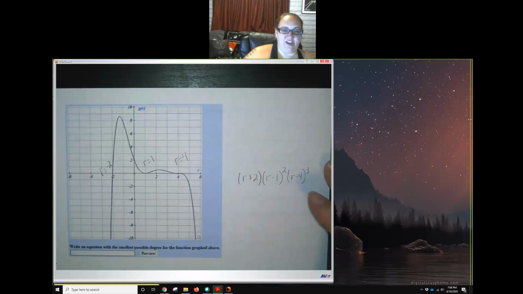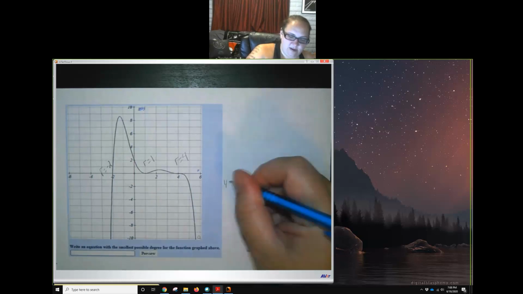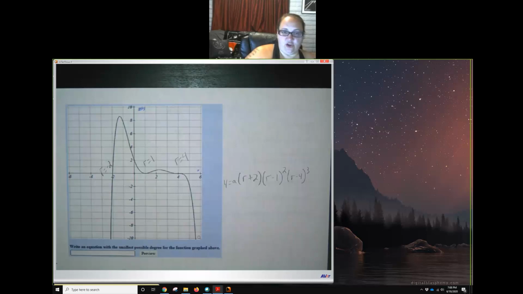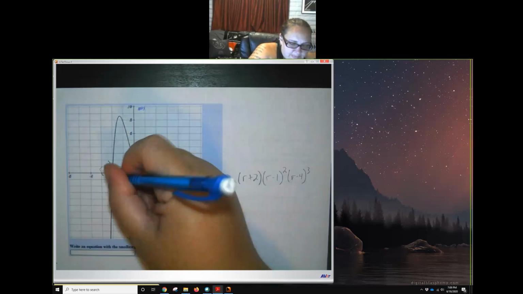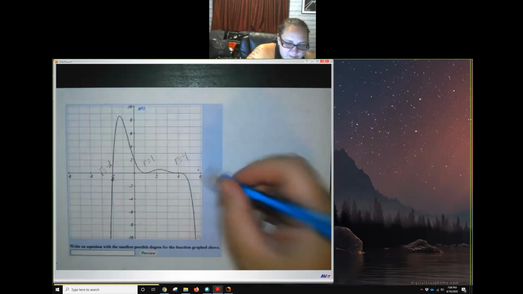Now we still need to figure out our a value. So you're going to pick any point on this graph that you want. You could pick any point that's not a 0, by the way. So any other point. So you could pick this point. You could pick this point.